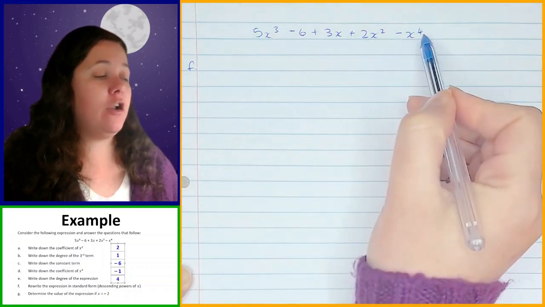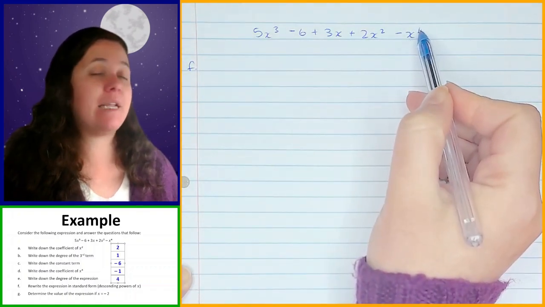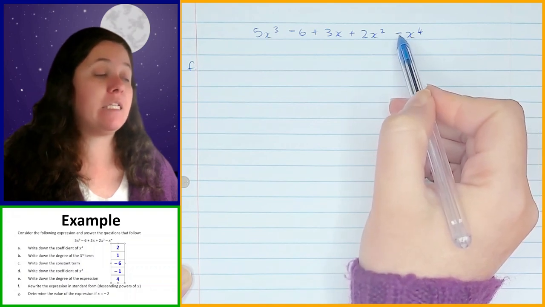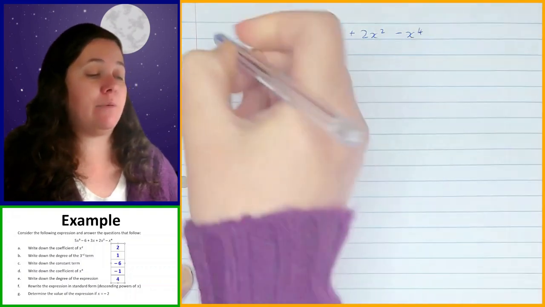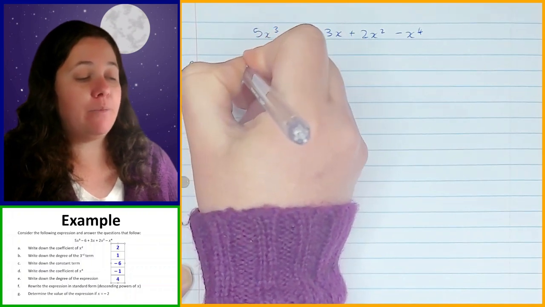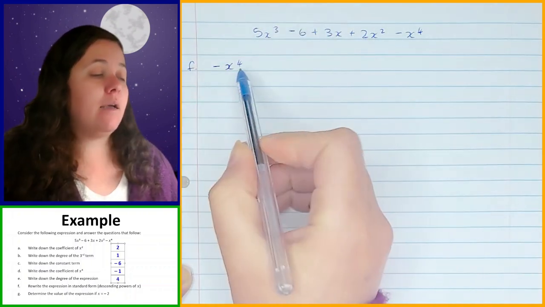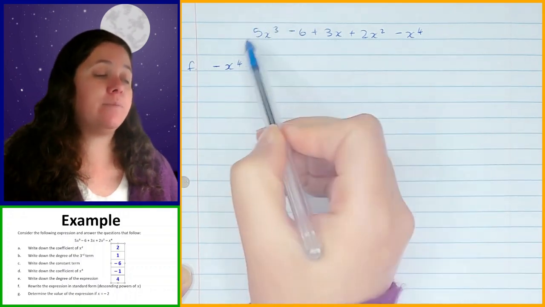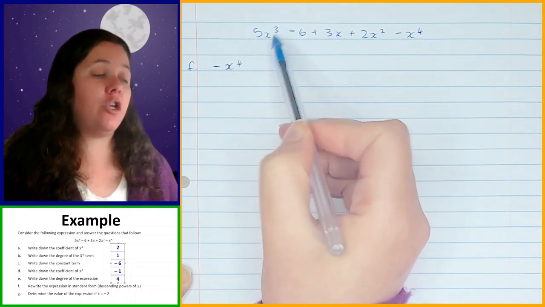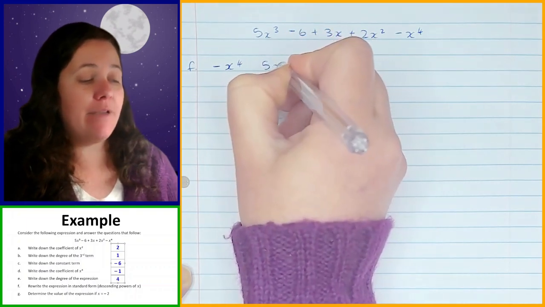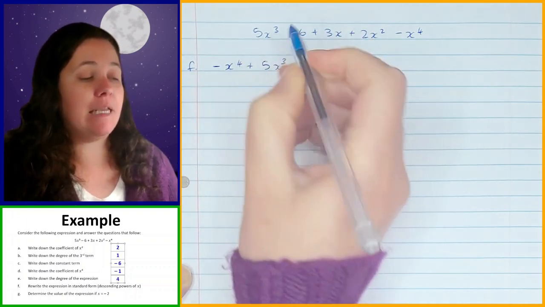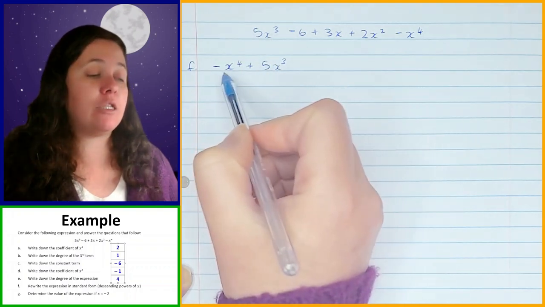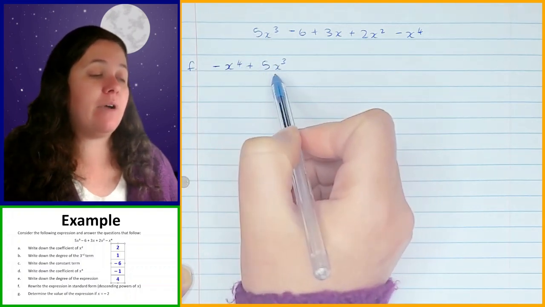Over here I've got x to the power of 4, that has the highest exponent, so that's the one I'm going to write down first, but I need to put in that negative with it because it belongs to the x to the power of 4. So it's negative x to the power of 4. Then my next exponent in descending order is x cubed. So I have 5x cubed. I can't just write 5x cubed, I need to put a plus there. If there's no sign in front of the first term, it means it's positive. So it's negative x to the power of 4 plus 5x cubed.